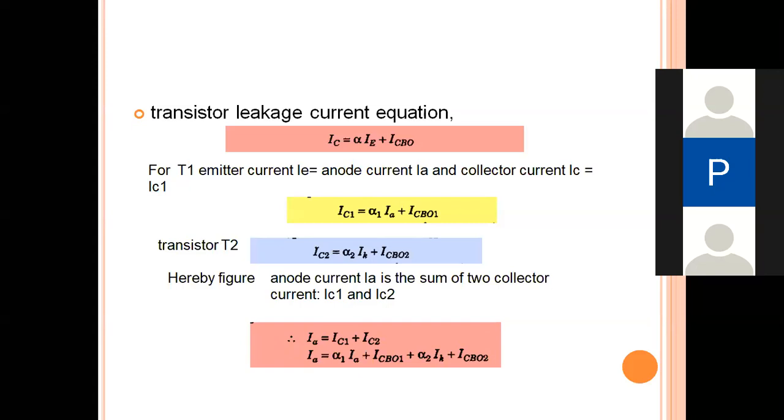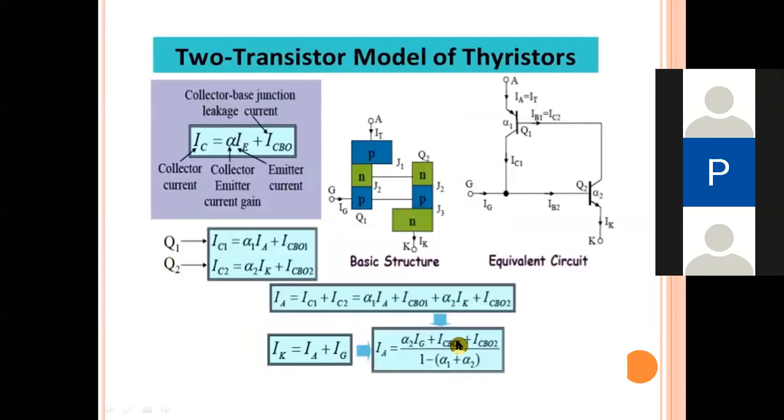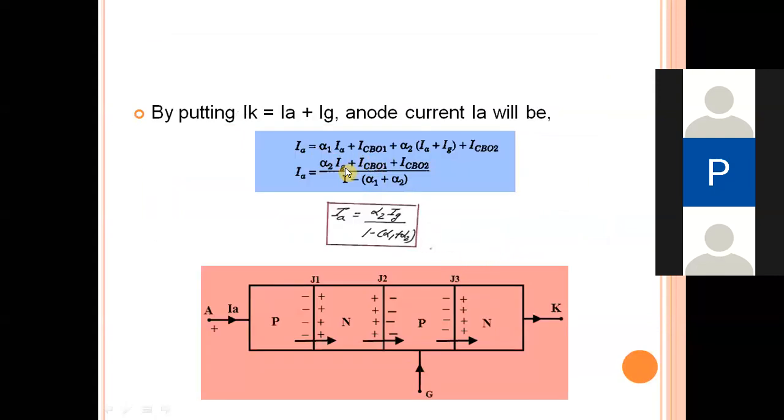In this, what could be this cathode current IK? The cathode current IK is going to be nothing but the sum of the anode current IA as well as the gate current which is provided, isn't it? So in the place of IK in the equation, we simply substitute IK is equal to IA plus IG.